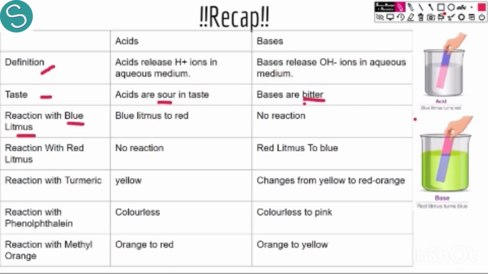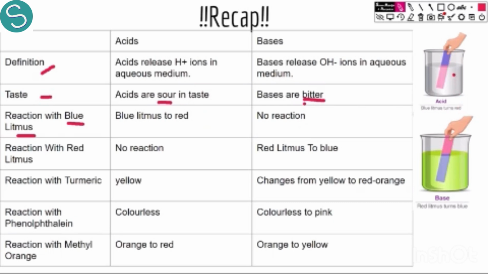This is a natural indicator. What do you mean by an indicator? Indicator is any substance which changes its color or which tells us that this particular sample is acidic or basic. So we have two types of litmus paper. We have a blue litmus paper, this one, and we have a red litmus paper.